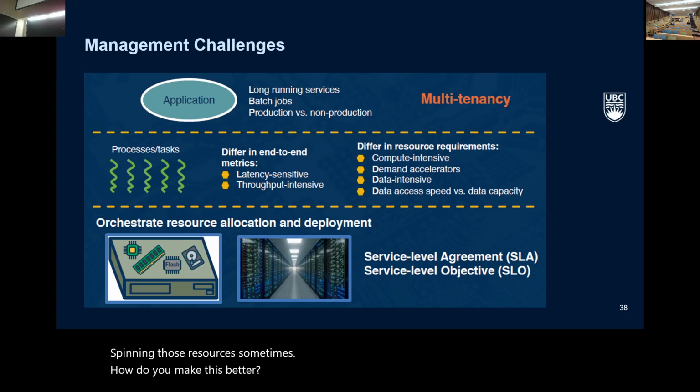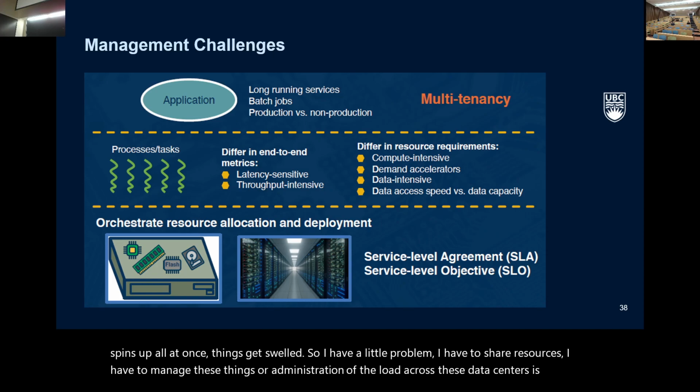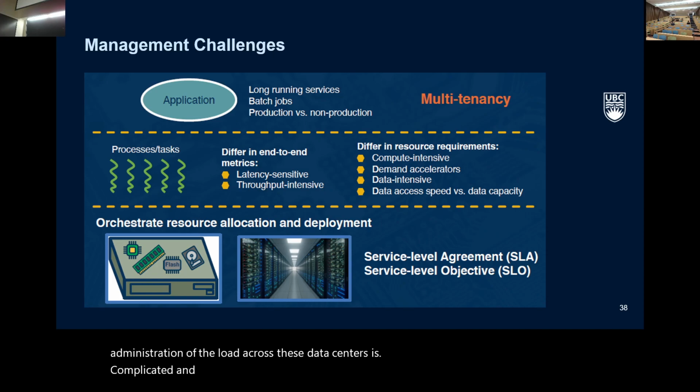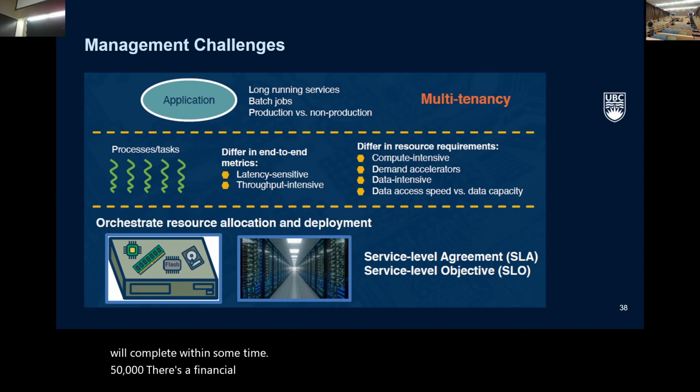Lots of management challenges. I've already mentioned multi-tenancy, where we have to worry about security, but we also have to worry about the fact that when everybody spins up all at once, things get slow. So I have a load balancing problem. I have to share resources and manage these things. Orchestration of the load across these data centers is complicated, and it's generally bound by service level agreements that say 99.999% of your jobs will complete within some time bound. And if it doesn't, there's a financial penalty for the cloud provider.